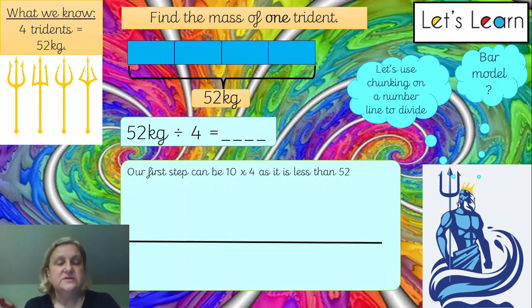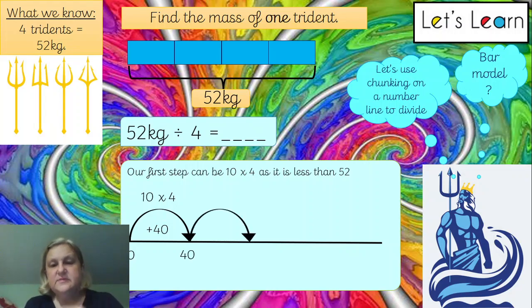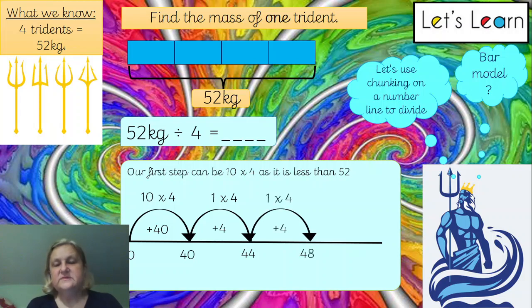Okay, so we'll start on the number line with a 0. We'll take one chunk of 4 times 10 or 10 times 4, 10 lots of 4 to do 40. So it takes our number line to 40. We're going to keep going until we reach 52. So we've got another group of 4, and that means that we've done 44. Another group of 4, that means we've used up 48, and then the last group of 4 means that we've used up the whole of it, 52. We've got nothing left over.